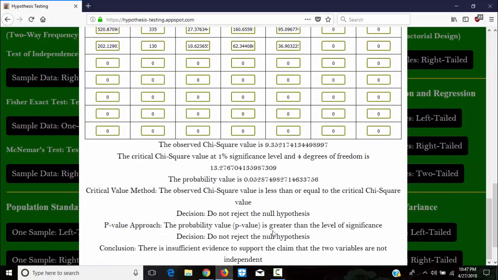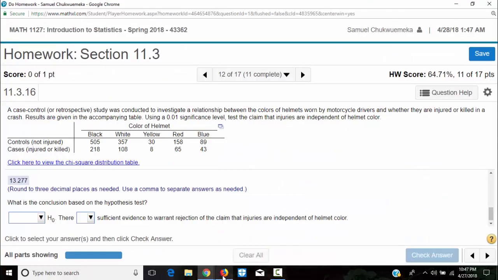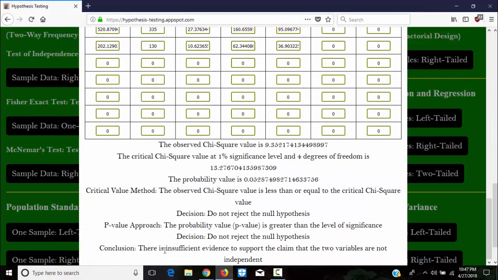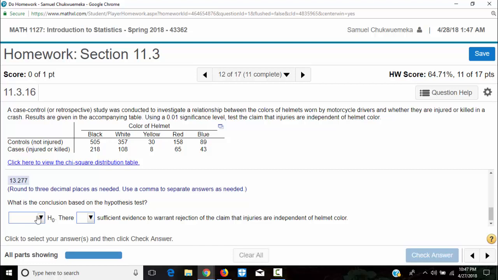Conclusion: do not reject the null hypothesis. There is insufficient evidence to support the claim that the 2 variables are not independent. But like I said, it depends on the way it's worded. First of all, do not reject the null. There is insufficient evidence to warrant rejection of the null. And the null is that the injuries are independent of helmet color.